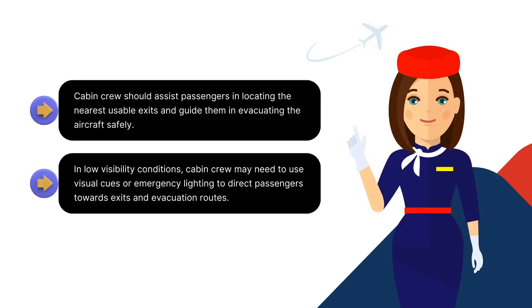Cabin crew should assist passengers in locating the nearest usable exits and guide them in evacuating the aircraft safely. In low visibility conditions, cabin crew may need to use visual cues or emergency lighting to direct passengers towards exits and evacuation routes.